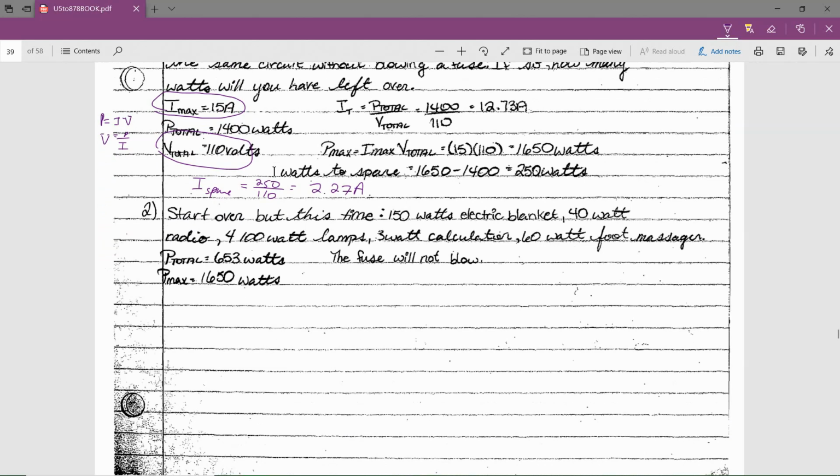150 watt electric blanket, a 40 watt radio, 400 watt lamps, a 3 watt calculator, a 60 watt electric foot massager. Well, that's lots of stuff. Well, but none of them draw that much power. What's the maximum power? 1650 watts, which would be my fuse rating, 15 times my voltage of the circuit 110, 1650. If I add these all together, I get 150, 190, another 590, 593, 653, which is a lot less than 1650.